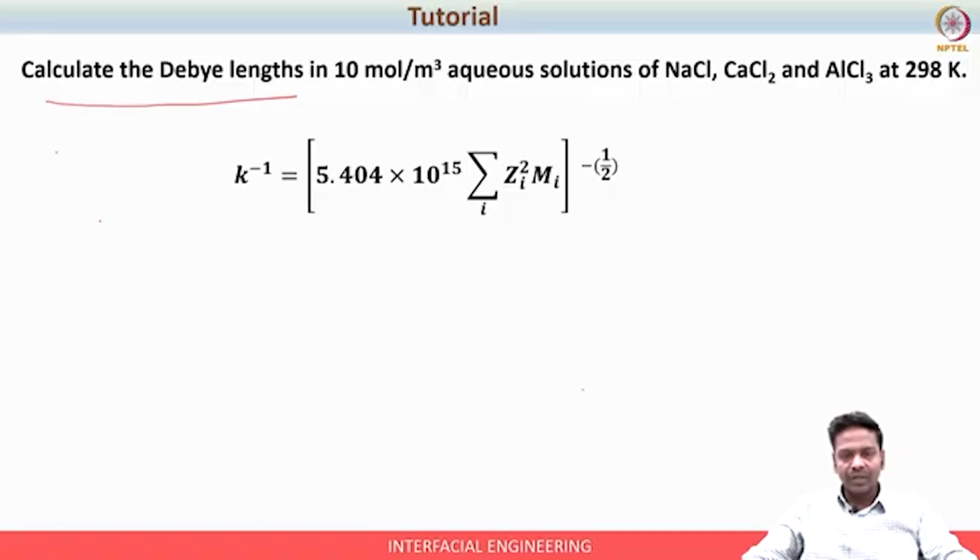So, what we have to calculate is K inverse for a given concentration, that is 10 moles per meter cube aqueous solutions. You make this aqueous solution of 10 moles per meter cube based on these three salts: one is NaCl, which is 1:1, and CaCl2, which is 2:2, and 3:3, right. So, this is what we are going to look at.